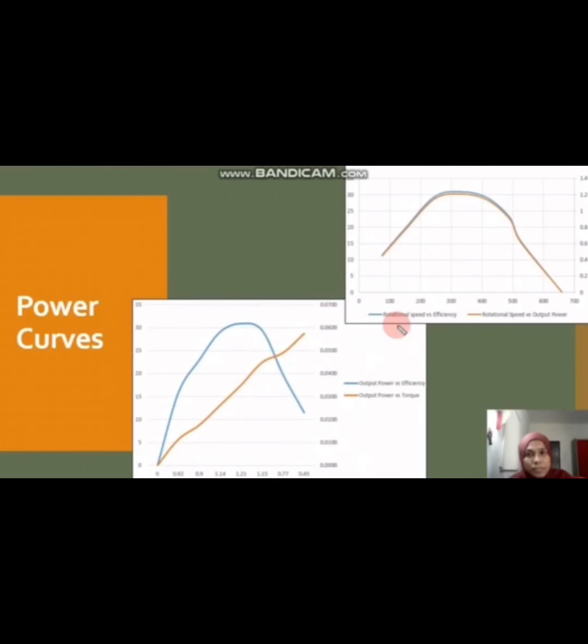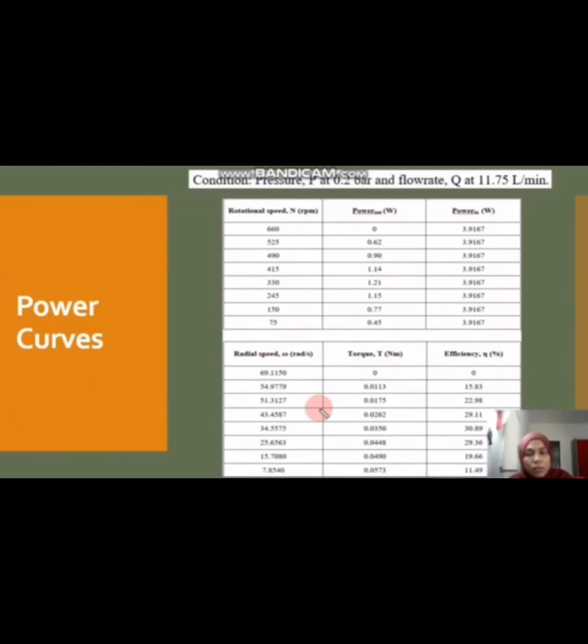Comparing to the previous condition, the data displayed in these figures and also this table show the performance of the turbine at a lower constant flow rate, but at the same constant pressure, 0.2 bar, which produces a lower input power. The rotational speed decreases. Therefore, the calculated radial speed also decreases, while the calculated torque increases throughout the experiment.